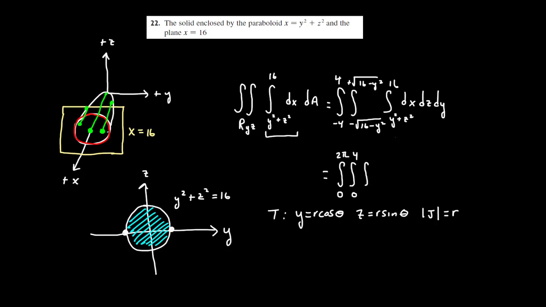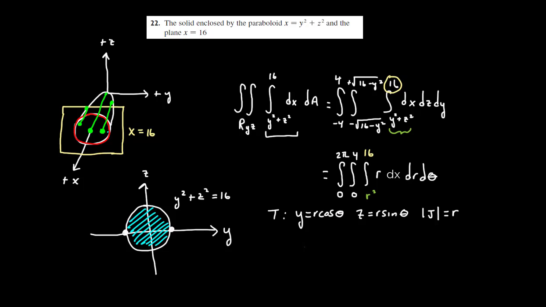And now let's make sure that these bounds are in terms of this polar transformation. So the lower bound now is going to be r squared, and then the upper bound is going to be 16. Let's put our Jacobian in, and then our order of integration goes dz, dr, d theta.